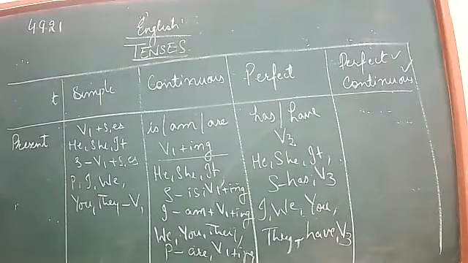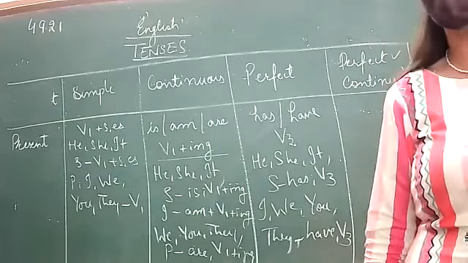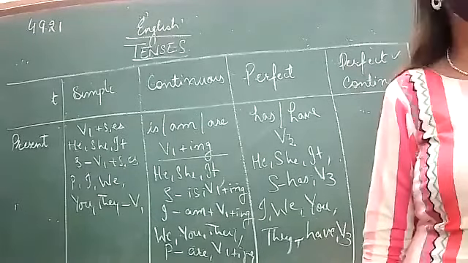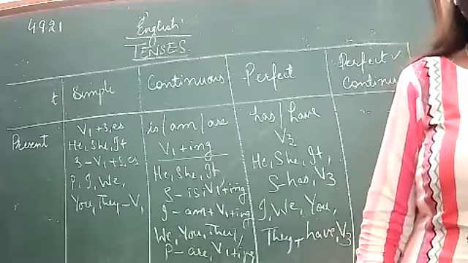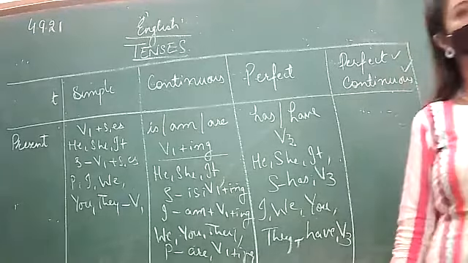Okay. But it is still in progress. For example, he has been living in this house since 1947. It means that he started living in this house in 1947. We are sure that he was living in this house, and now he is also living in this house. It means that this action is in continuation.